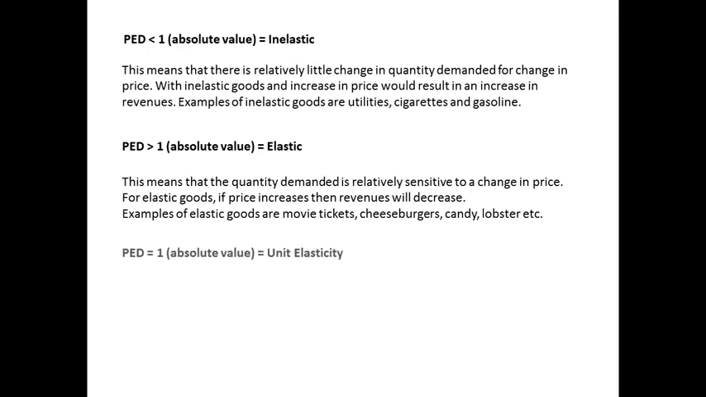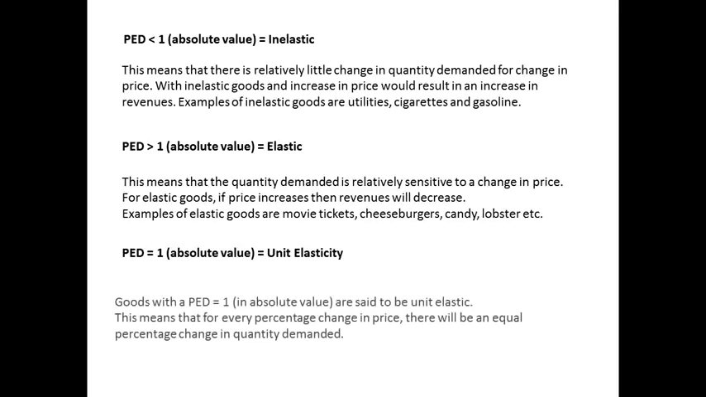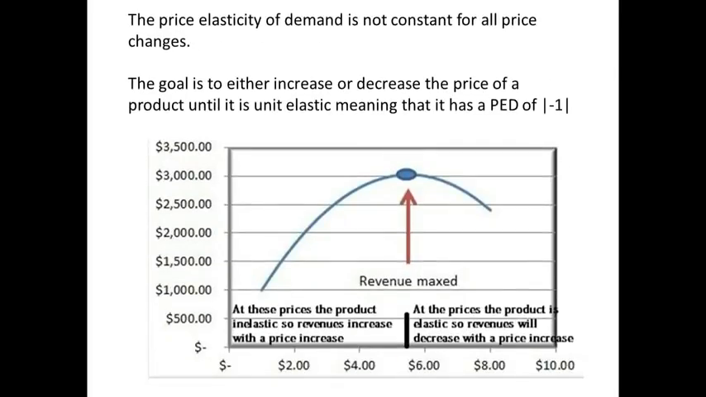A PED that's equal to 1 in absolute value is considered unit elastic. This means that for every percentage change in price, there will be an equal percentage change in quantity demanded. The goal is to set prices where the price elasticity of demand equals 1 in absolute value. The price where the PED equals 1 in absolute value is the price that should earn the most revenues.